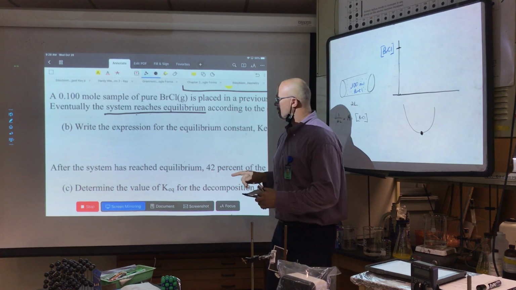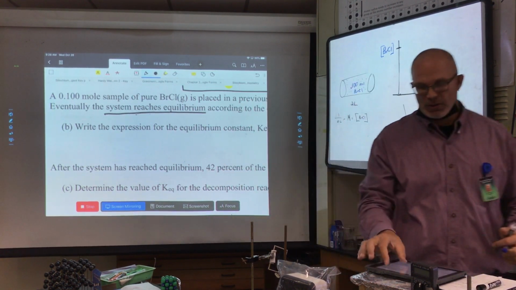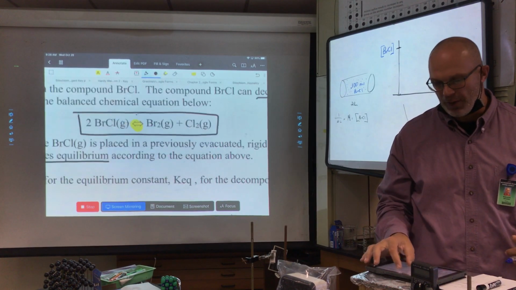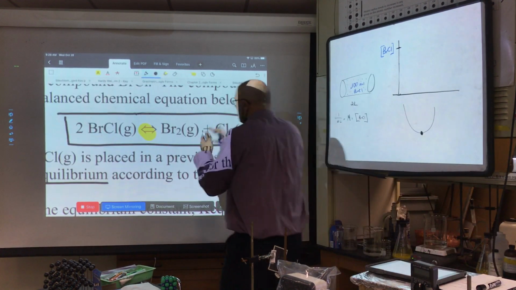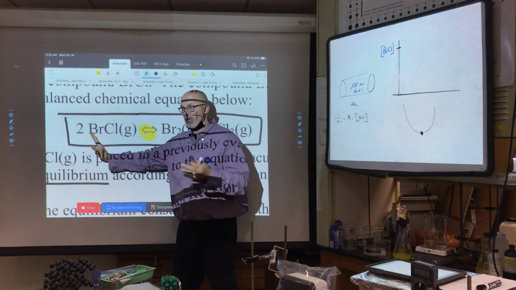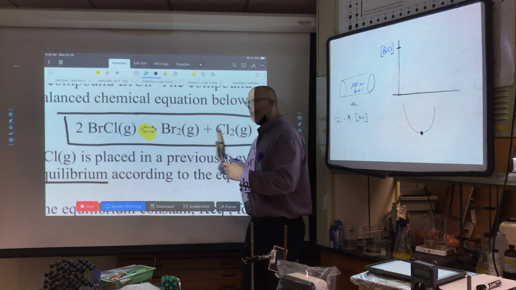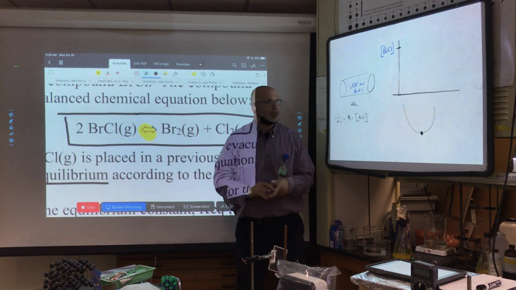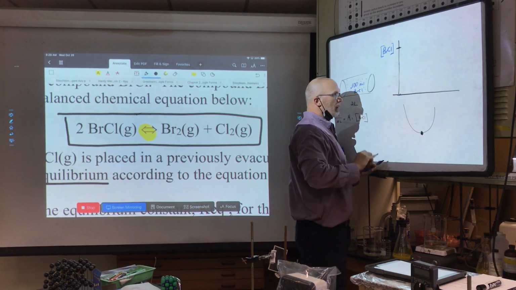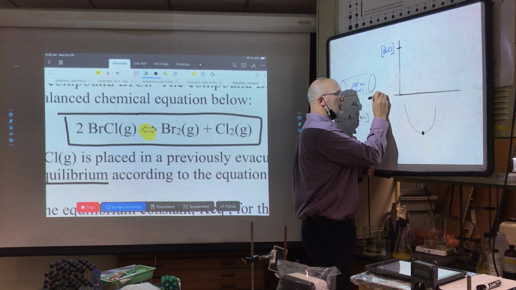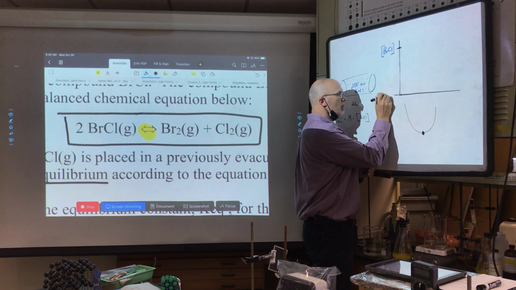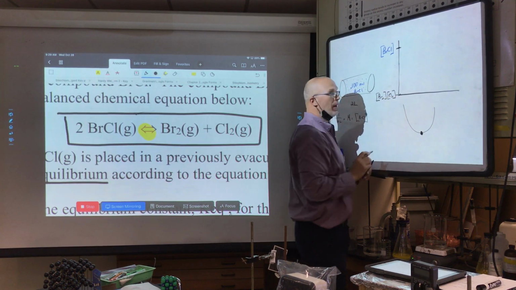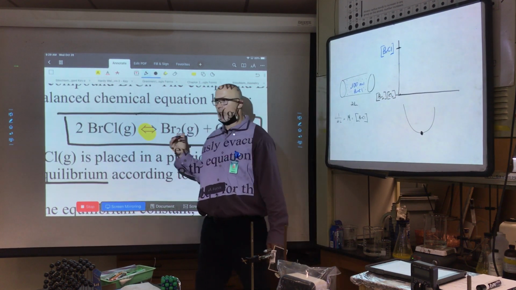Now, in the reaction, remember I started with what? A previously evacuated container, which means there's nothing there. So I have an empty container that I just add BrCl to, correct? There is nothing yet when I start the reaction, correct? This is 0 concentration. So down here, at 0, I have the concentration of the Br2 and the concentration of the Cl2 combined. It's 0 when we start, correct?